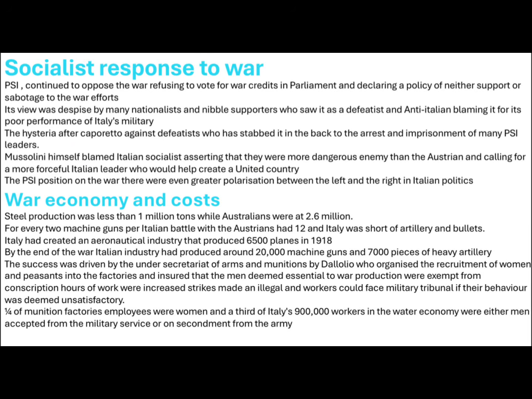The war and economic costs. Steel production was less than 1 million tonnes, while Austria was at 2.6 million. For every 2 machine guns the Italians had, the Austrians had 12, and Italy was short on artillery and bullets.